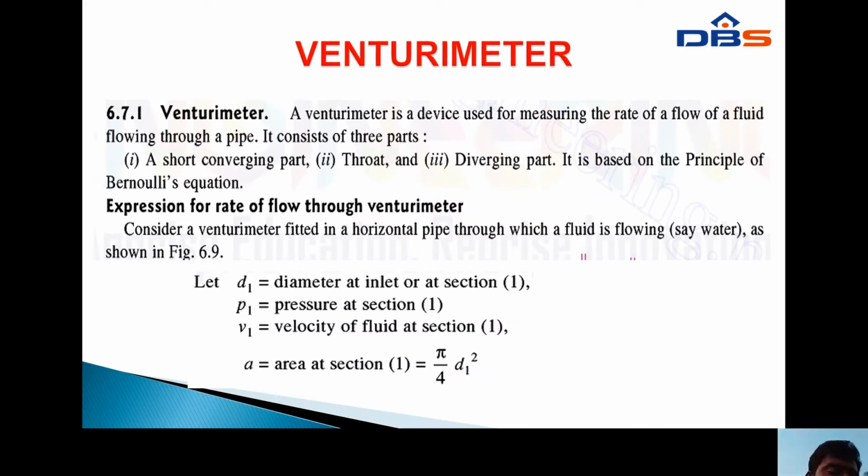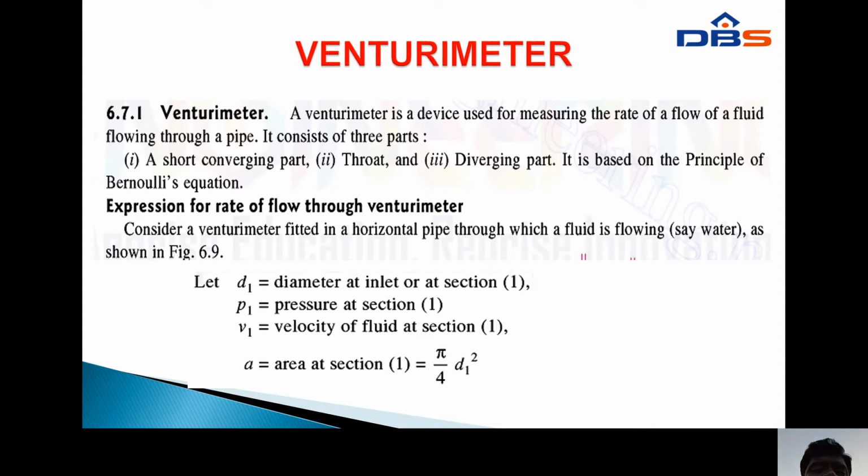The Venturi meter is a device used for the measurement of flow. The Venturi meter is a device used for measuring the rate of flow of a fluid flowing through a pipe. It consists of 3 main parts.